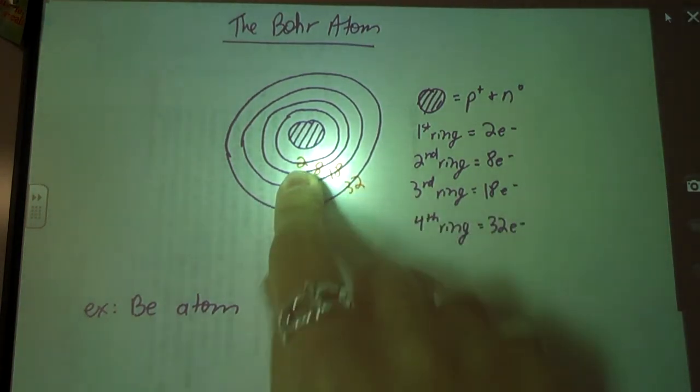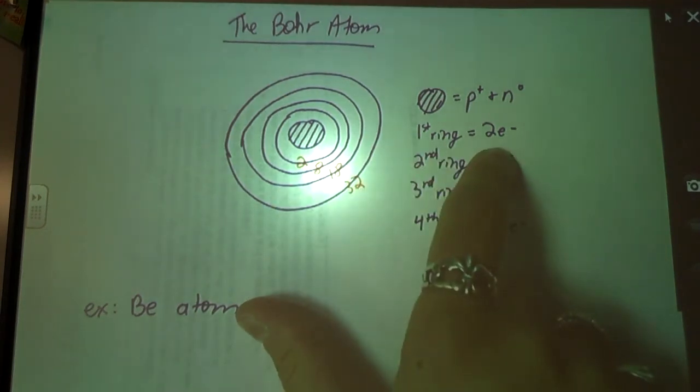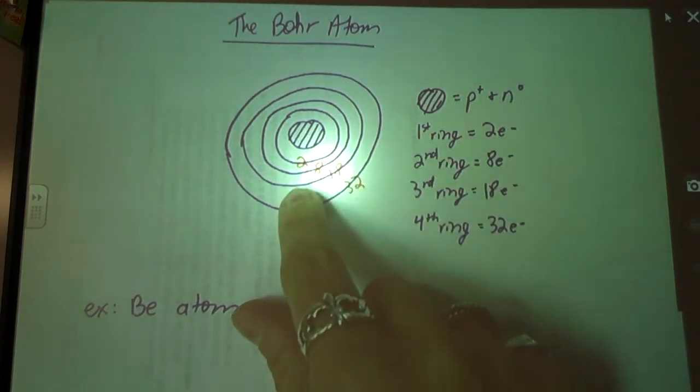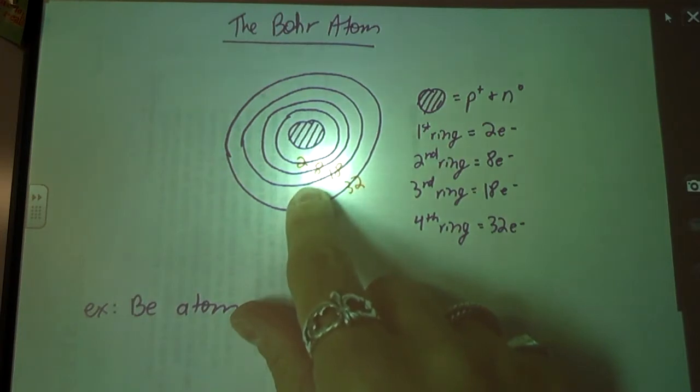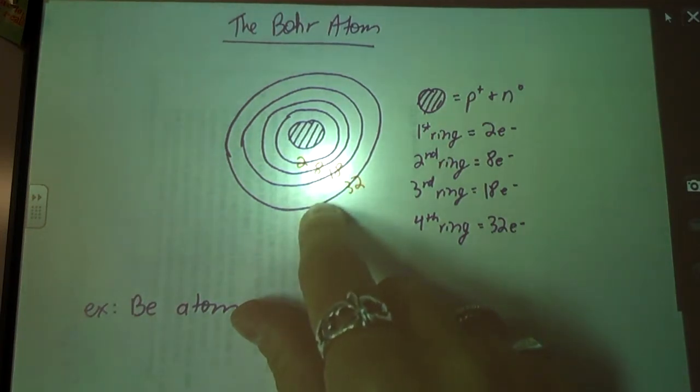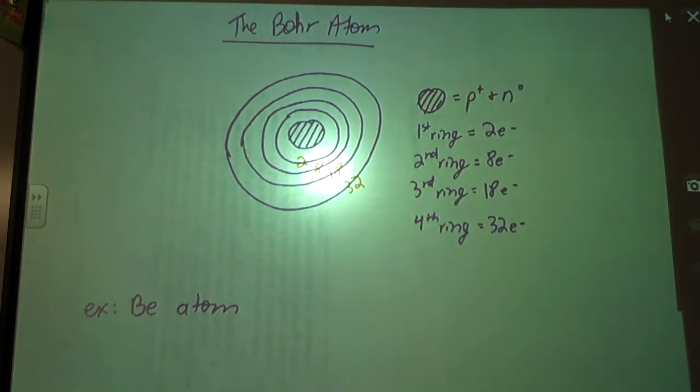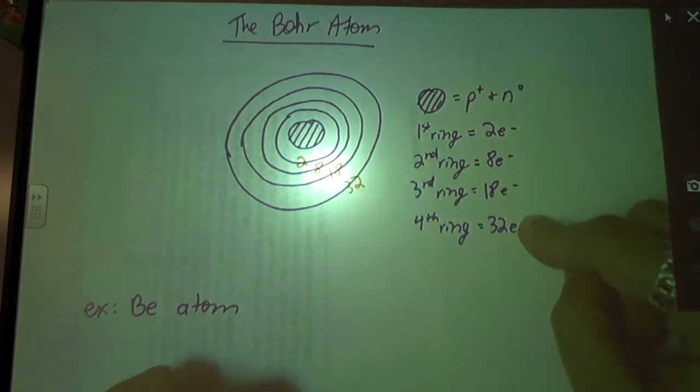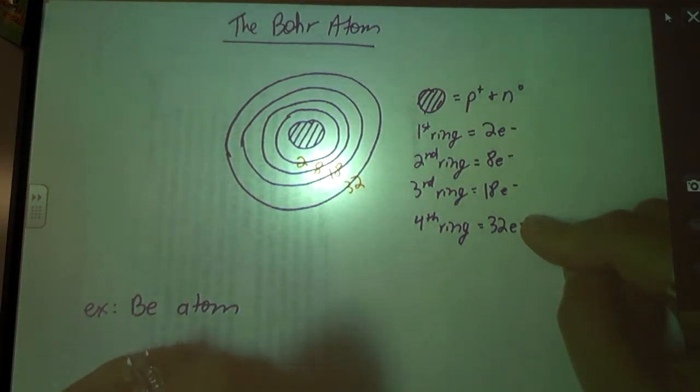This first and innermost ring can only hold 2 electrons and no more. The second ring can only hold 8, the third ring 18, the fourth ring 32, the fifth ring 32, the sixth ring 32, and so on. You get the drift. So each of these rings can hold no more than this number of electrons, but they can hold less. So we're going to keep placing electrons until we run out of electrons, until they all have a home.